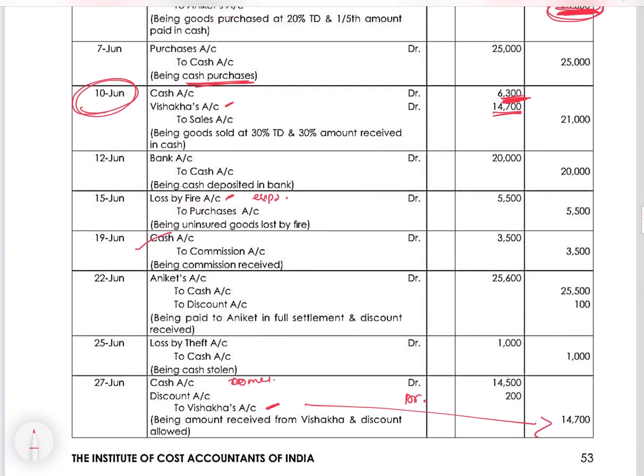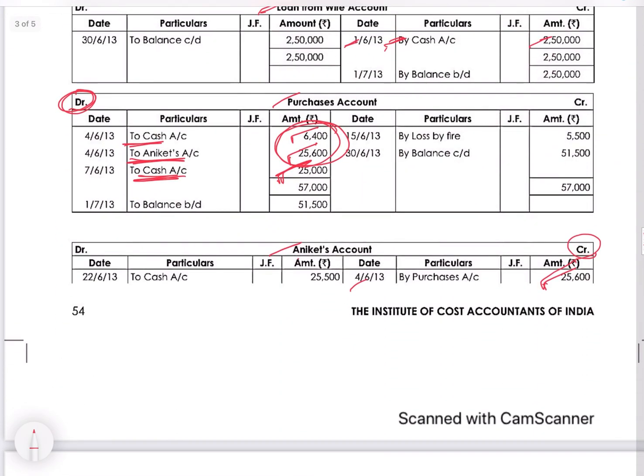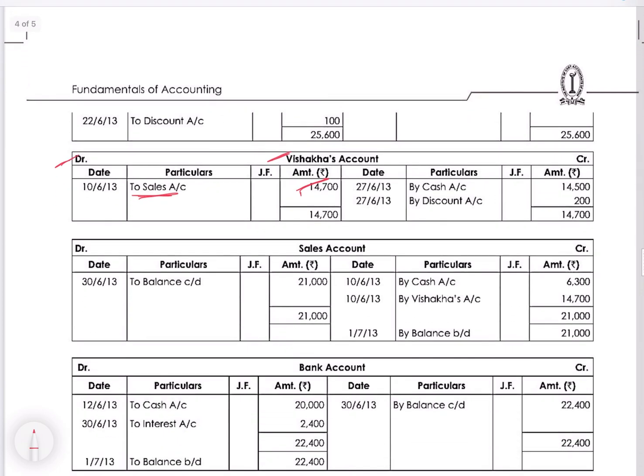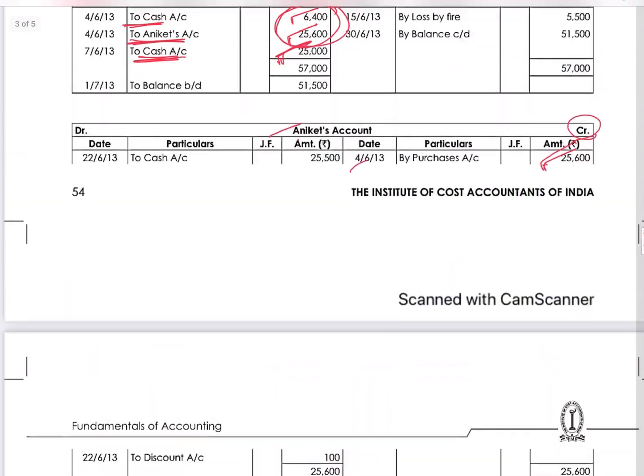Next. Sales 21,000. In the sales account we'll write 21,000 credited, with the breakup of cash amount and credit amount: by cash 6,300, by Vishakha 14,700. So the whole 21,000 is credited in that account. Next.